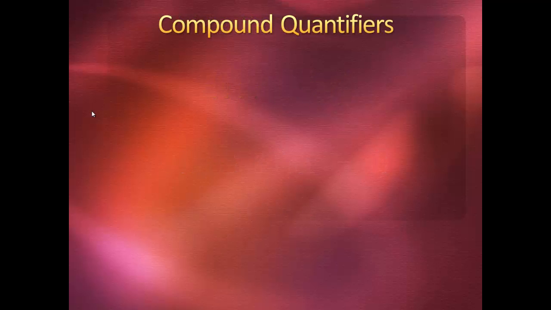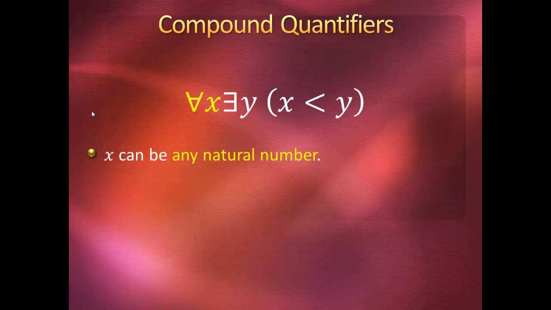Quantifiers become even more useful when you combine them in various ways. For instance, let's say the universal set is the natural numbers and examine the following statement. For all x, there exists a y such that x is less than y. How can we tell if this statement's true? Let's start with the first quantifier, for all x. This means we can let x be any natural number, and this statement should be true.